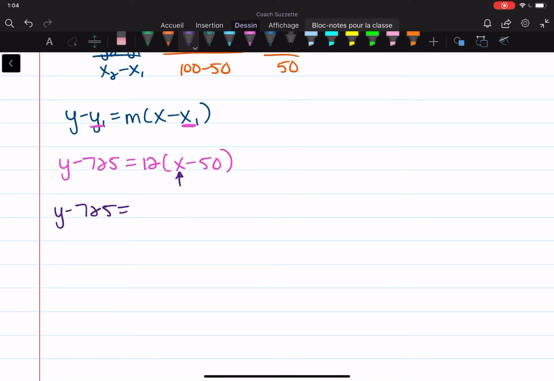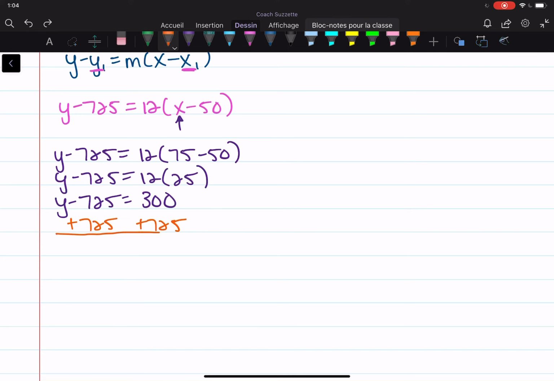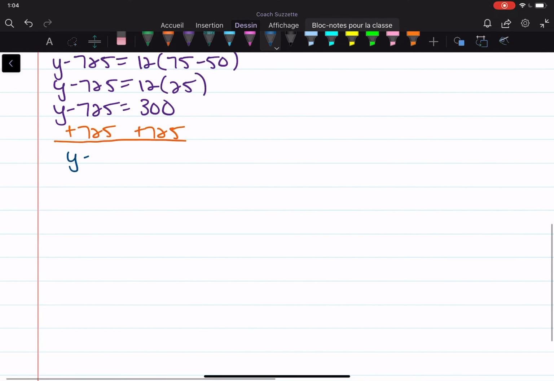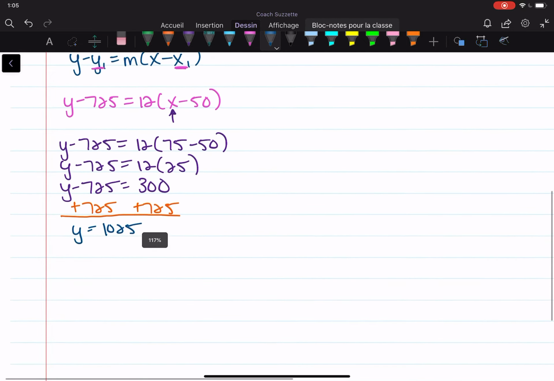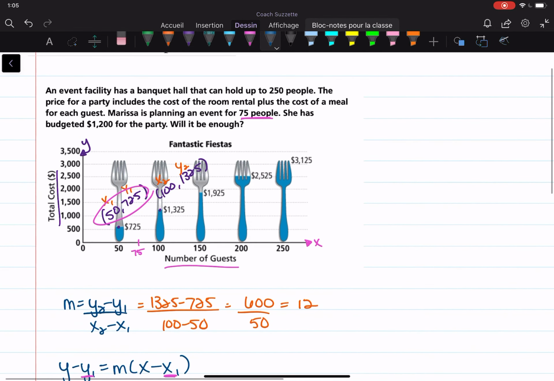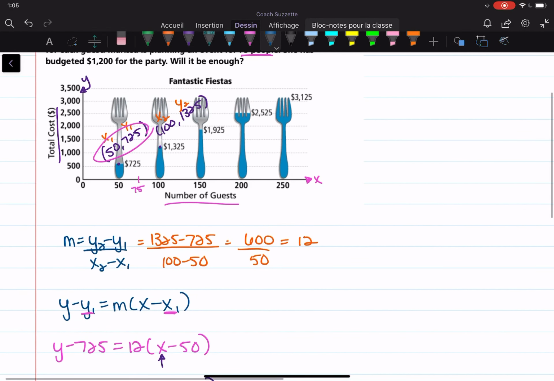Let's bring down my y minus 725. If I want to isolate y, I do plus 725 on both sides. And then I have y is equal to, well, what's 300 plus 725? 1025. So that means the total cost for 75 guests will be $1,025. So her budget of $1,200, yes, it is enough. And we're done.